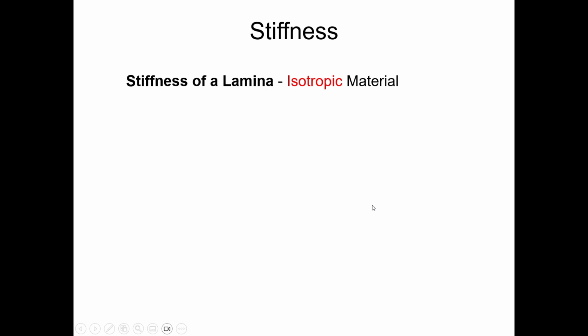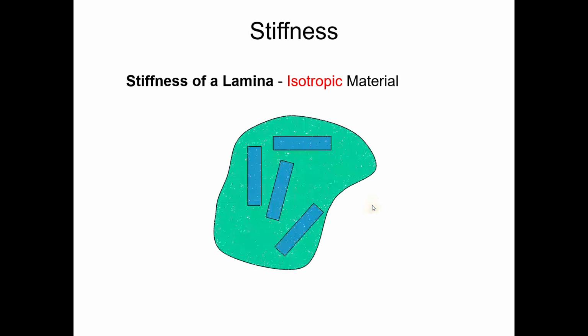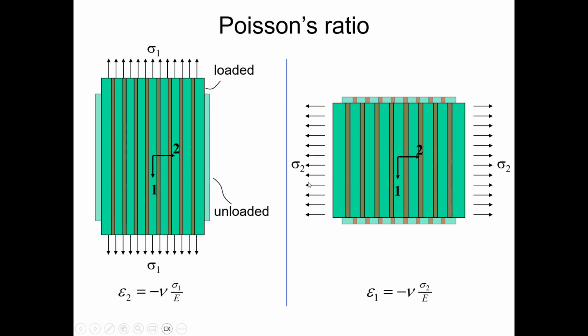Stiffness of a lamina. Let's start with a simple example of orthotropic materials. Suppose you have a short fiber composite where the orientations of the short fibers are randomized. Therefore, you can approximate the lamina as an orthotropic material. One key concept we need to know is the Poisson ratio effect.